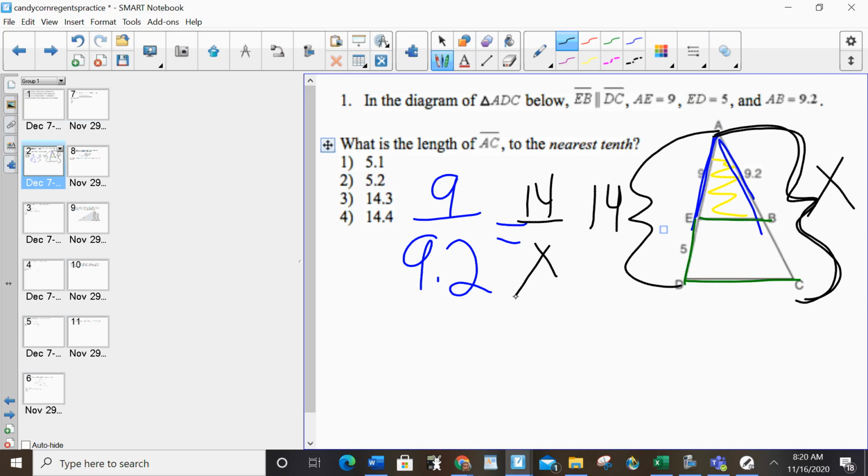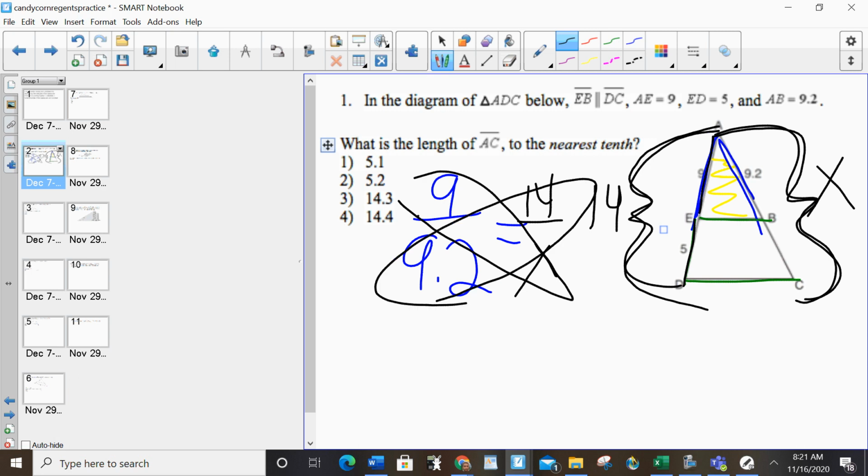Expect to have to add or subtract. So right off the bat, try and see right here, if this is 9 and this is 5, that whole thing's going to be 14, because I'm probably going to have to utilize that. From there, we cross multiply and solve. 9 times x is 9x. 9.2 times 14. I've done this problem so many times, I should know the answer off the top of my head. I feel like it's 128.8. Let's see. 14 times 9.2. Yep.